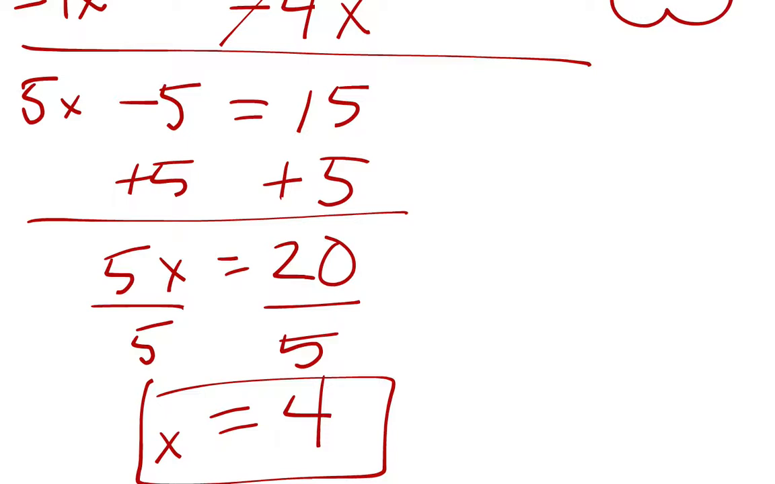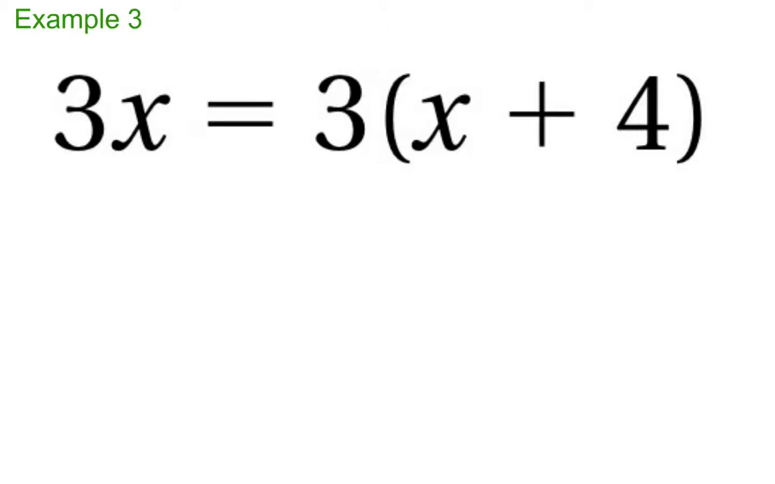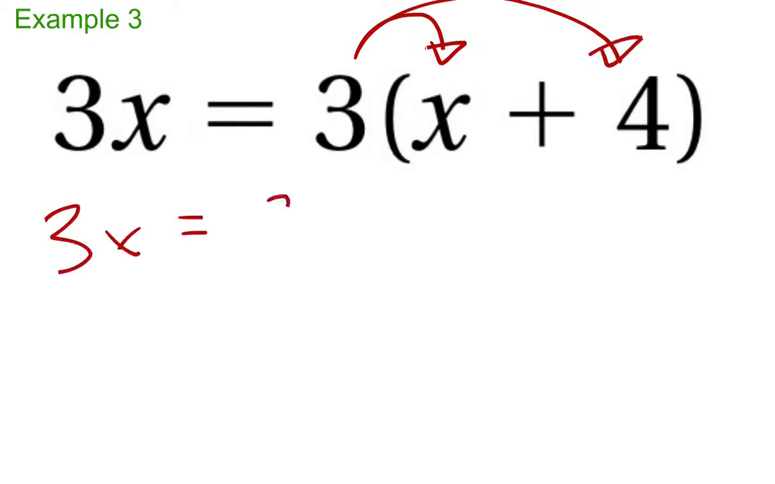The last two examples that I have here are the special cases. So let's solve this the same way we've been doing. Simplify both sides of the equation first. So here I have to distribute. So distribute this 3 to the x and to the 4. So we're left with 3x equals 3x plus 4.